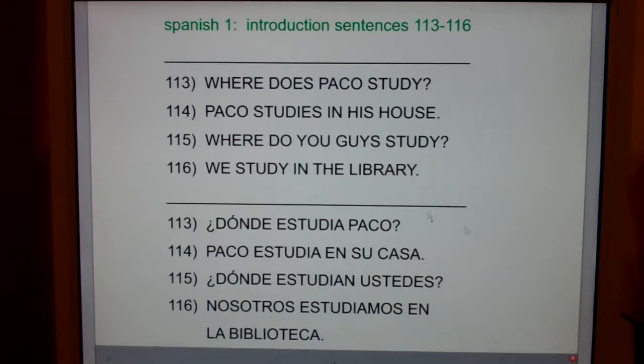But the good news is, when I'm asking about Paco, notice, I'm saying, ¿Dónde estudia? Ends in a in the question, and you say, Paco estudia. So if I say, where does he study? You say, he studies. So it's the same, okay? It's hard when I ask you a question because I say, cantas, and you say, canto. But when I ask about somebody else, I ask estudia, you answer estudia. I ask baila, you answer baila. So the he, she, it form of the verb is very easy in questions.